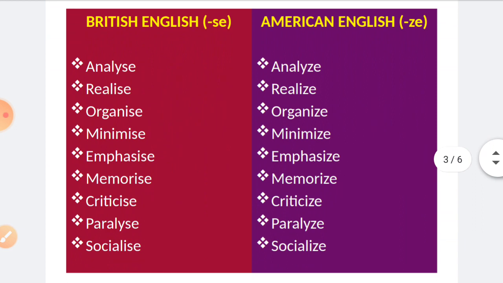Now, the next set of words. Analyze, for instance, in British English is ANALYSE, whereas in American English the same word is ANALYZE. Realize is REALISE in British English. In American English, it is REALIZE. The similar thing is also seen in other words that are mentioned here: organize, minimize, emphasize, memorize, criticize, and so on. So the difference is that SE is replaced with ZE in American English. That's the next orthographic difference between the two.